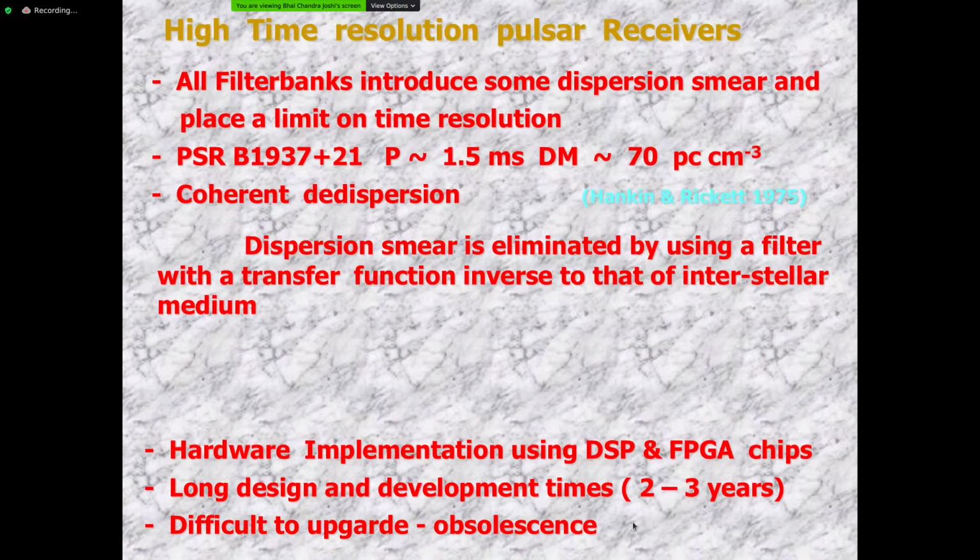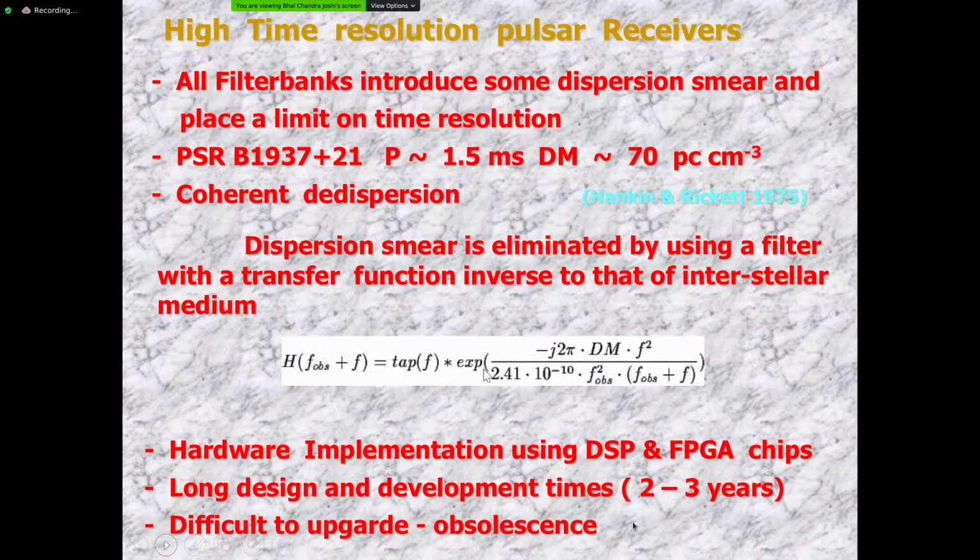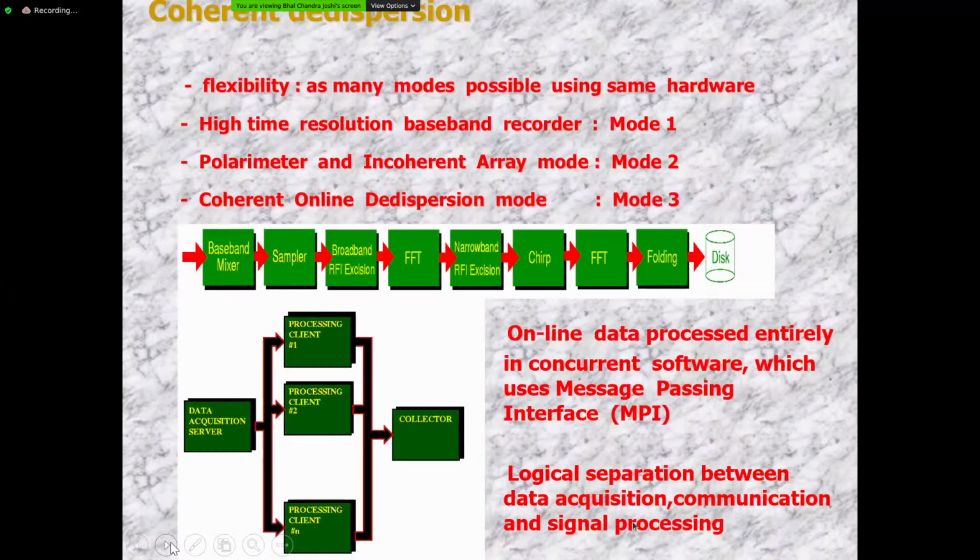So if I want to completely remove this dispersion smear, I need to design an inverse filter to that, which will bring the phases all together. And that is a technique which is known as coherent dispersion. This has been employed in all high time resolution data. So the functional form of that inverse filter looks something like the expression which is given here.